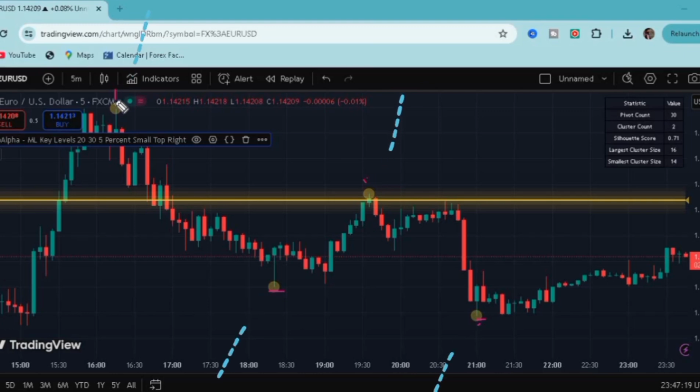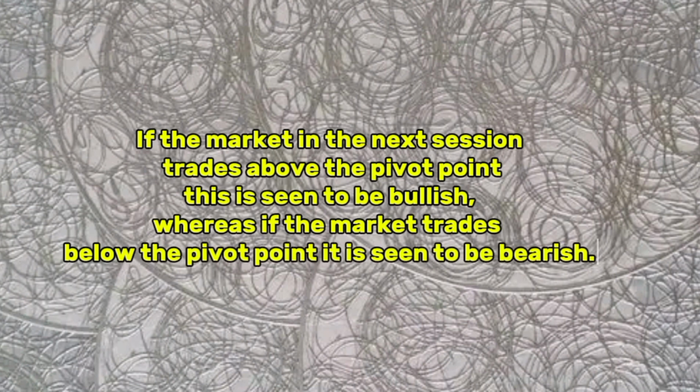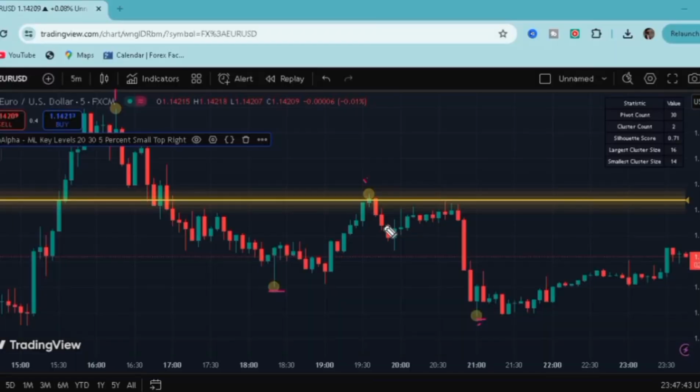And therefore guys, it is said most of the times, if the market in the next session trades above the pivot point, this is seen to be bullish, whereas if the price trades below the pivot point, it is seen to be bearish. Remember, this can happen, or rather this cannot happen. Okay, it is good to keep in mind. And therefore with our indicator, we can basically see when price is actually below the pivot point, you're supposed to execute your sell order. If it is actually above, you're supposed to look for your buying order.